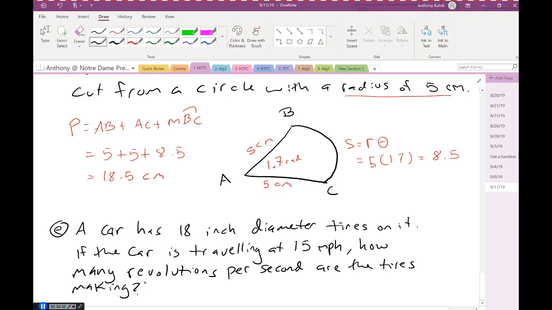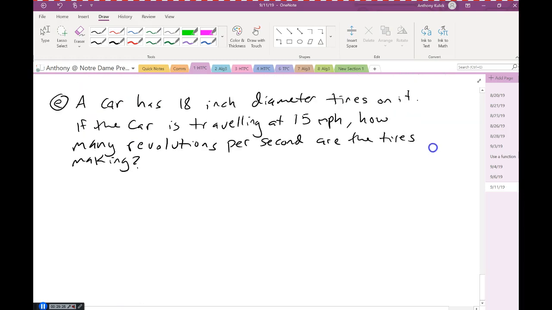Okay, so last example from this section. Stop talking, please. It says a car has 18-inch diameter tires on it. If the car is traveling at 15 miles per hour, how many revolutions per second are the tires making?